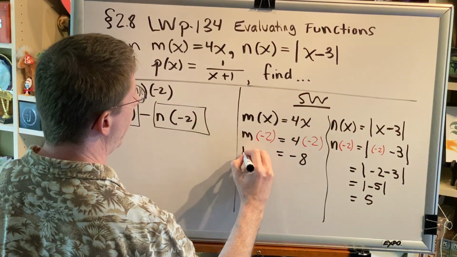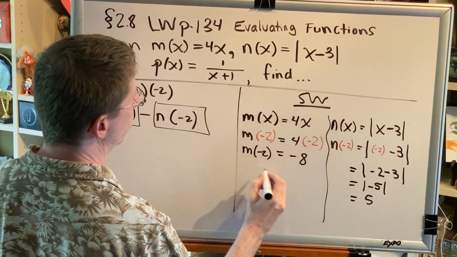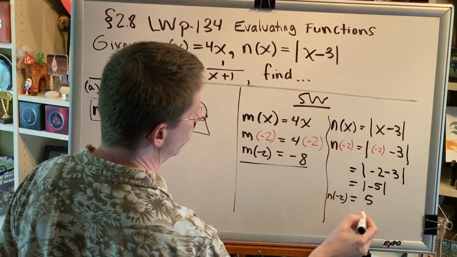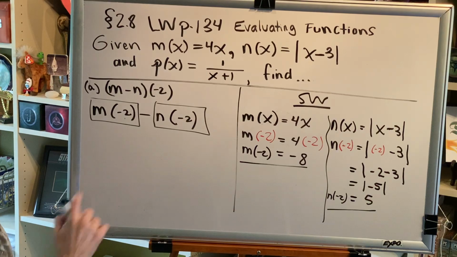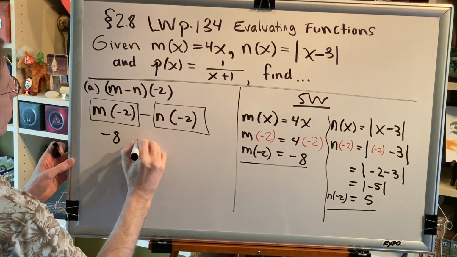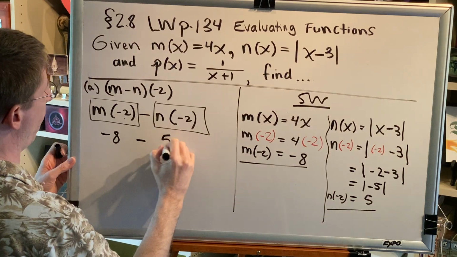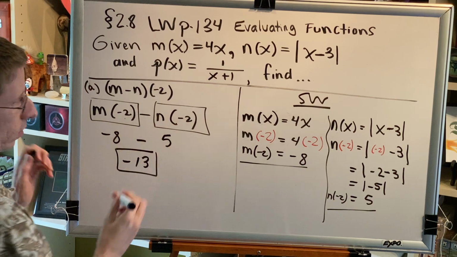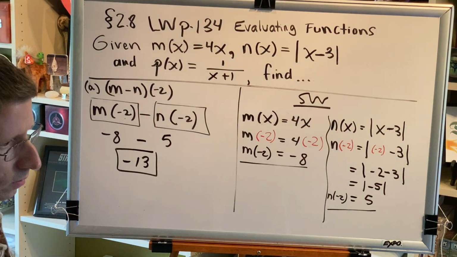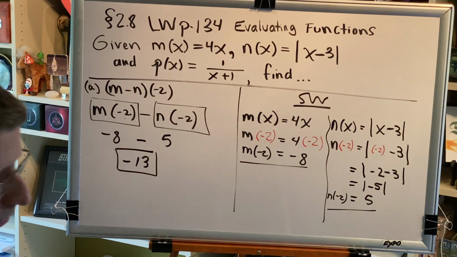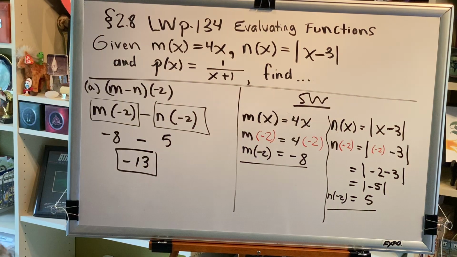So we now know that m of negative 2 equals negative 8, and n of negative 2 equals 5. All that's left to do is to subtract those two values. So we have the negative 8 subtract the 5. The answer is negative 13. Okay, let's find something else.